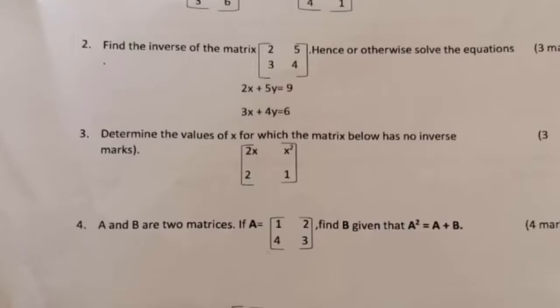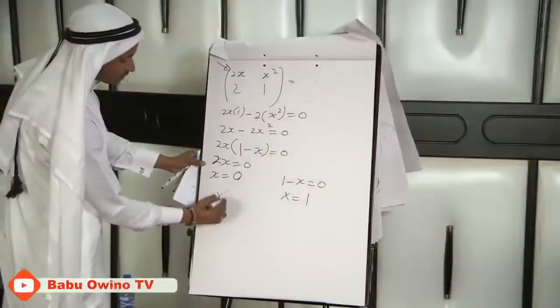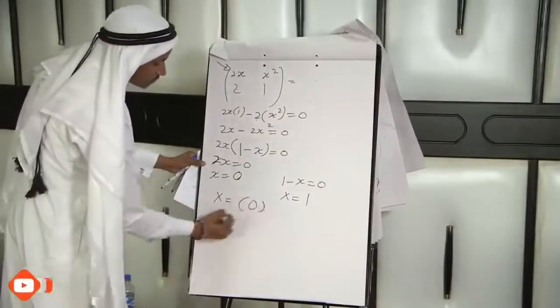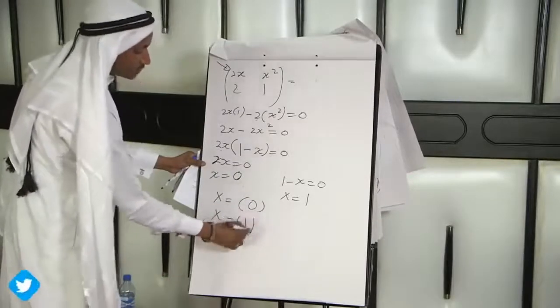Therefore, 2x equals to 0. From here, x equals to 0. Then from here, 1 minus x, also you equate to 0. X equals to 1. So therefore, the values of x is 0 and another value of x is 1.